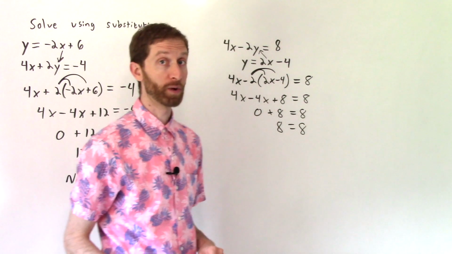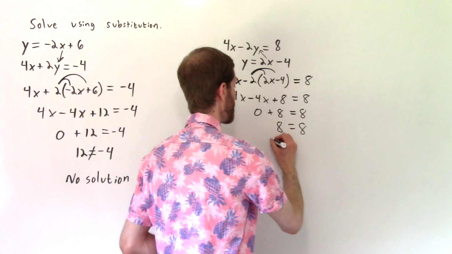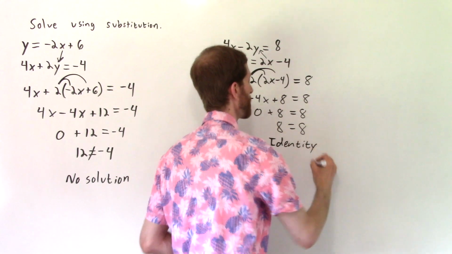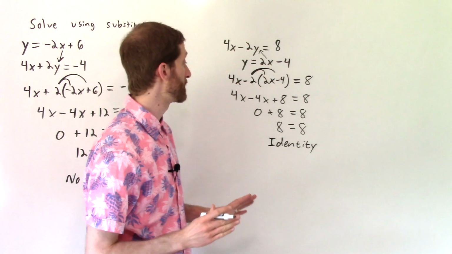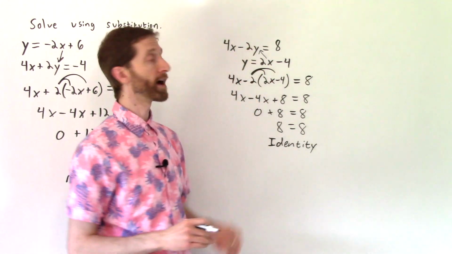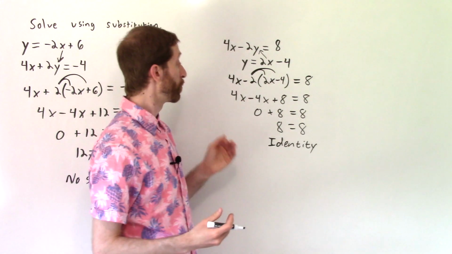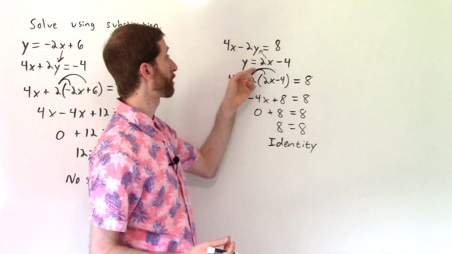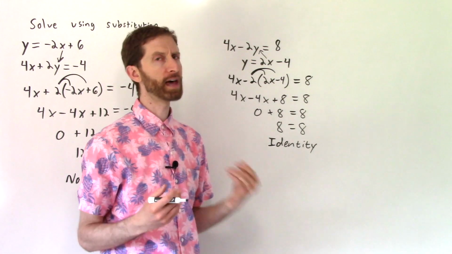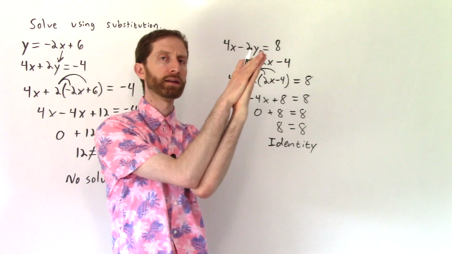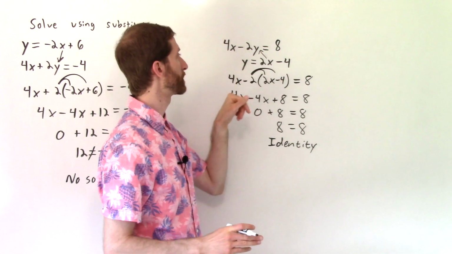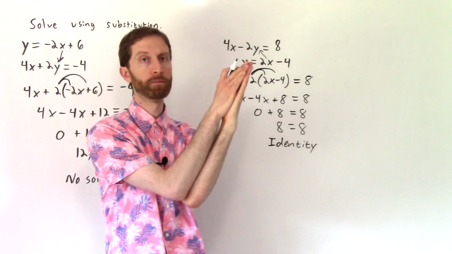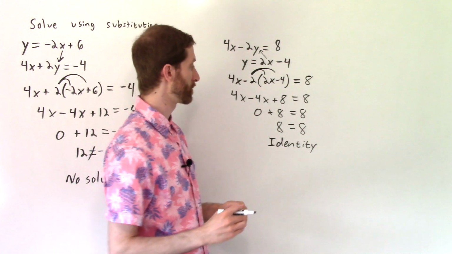8 is always equal to 8, which means this is an identity. Or you could say that there's infinitely many solutions. What this means is no matter what x or y value we plug in, we will get truth every single time, meaning it will work for both equations. What does that mean? It means they're the same line. That 4x minus 2y equals 8 and y equals 2x minus 4 are the same exact line. They intersect everywhere. And that's why there's infinitely many solutions.